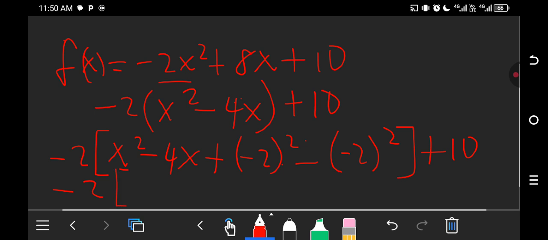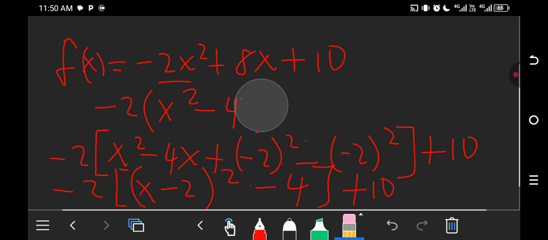You say negative 2, then you consider the x there, you write x, then you consider the value which is in the parentheses together with the sign, so that is x minus 2, then you put the square like that. Then I'll say minus negative 2 squared, that is just a 4. Then I'll say plus 10.